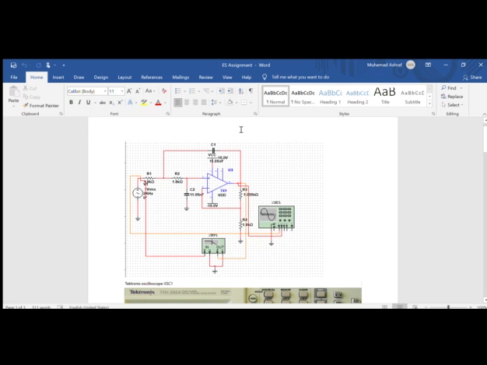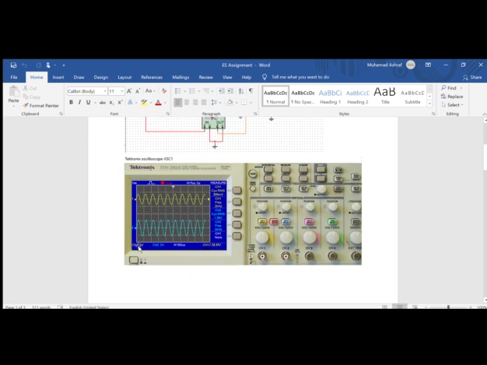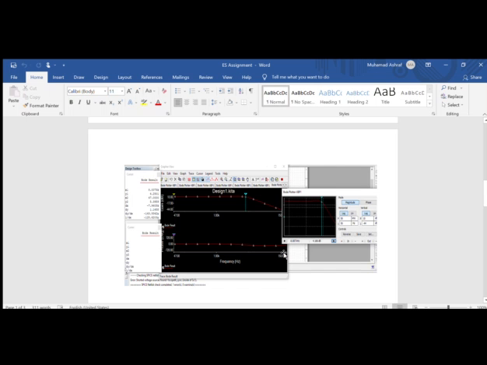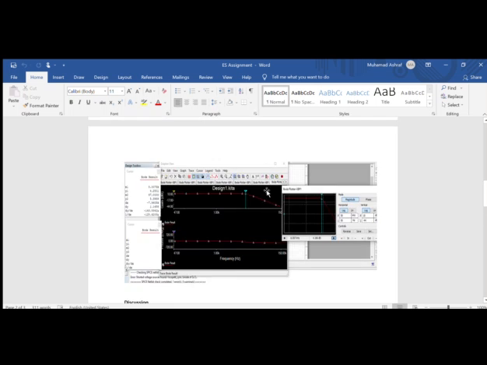The simplest form of a low pass filter is to connect an inverting or non-inverting amplifier. So this is the measurement that I got from this. And this is for the block filter. I got 8 kilohertz. This is for my discussion, where the cut-off frequency given is 8 kilohertz, so we need to determine the values of resistor and capacitor.